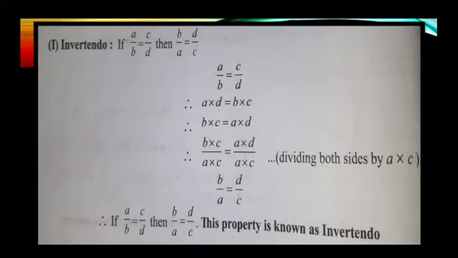Now we are dividing both sides by A into C. So we are getting B into C upon A into C is equal to A into D upon A into C. In the first part, C will get cancelled, so what remains is B upon A. And in the second case, A gets cancelled, so remains D upon C. So ultimately we get B upon A is equal to D upon C. Therefore, if A upon B is equal to C upon D, then B upon A is equal to D upon C. This property is known as invertendo.